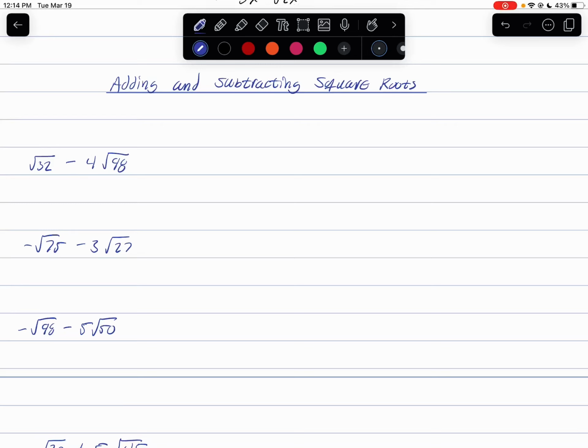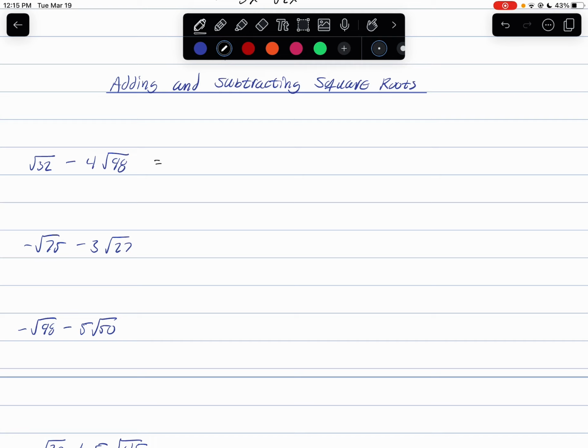In this video, we're going to be talking about adding and subtracting square roots. So up to this point, we've been simplifying radical expressions, and now we're going to simplify some more complicated ones that involve addition and subtraction. So let's go ahead and get started. So here we have the square root of 32 minus 4 times the square root of 98. The goal here, and with each of these, by the way, is that we're going to try and get the same expression underneath the radical after we simplify everything, okay?